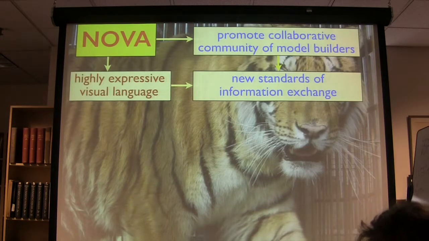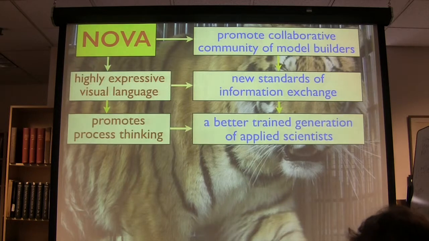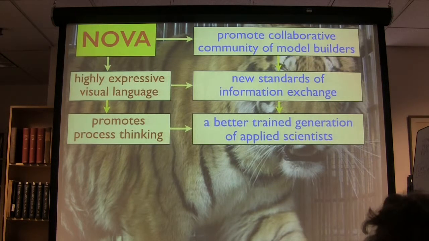So NOVA is a highly expressive visual language which will help us set new standards of information exchange. It promotes process thinking and will thus lead to a better trained generation of applied scientists. And we're already using certain limited aspects of NOVA to go to the school environment and get kids playing around with web apps based on building NOVA. And in particular, the last year or two, we've been doing this in epidemiology.